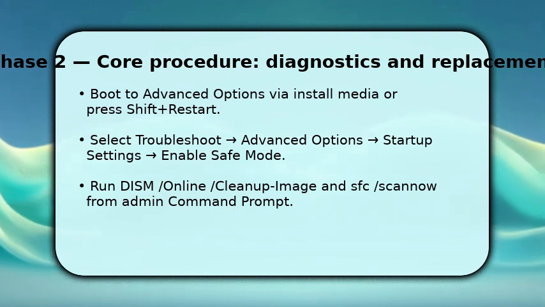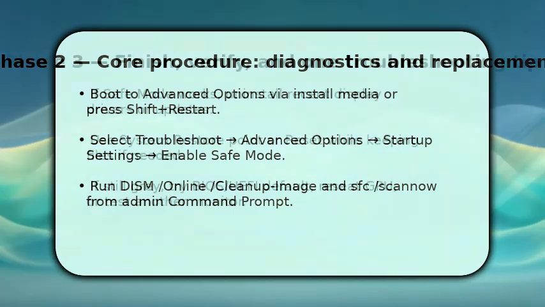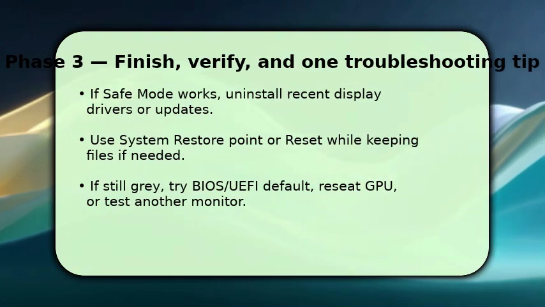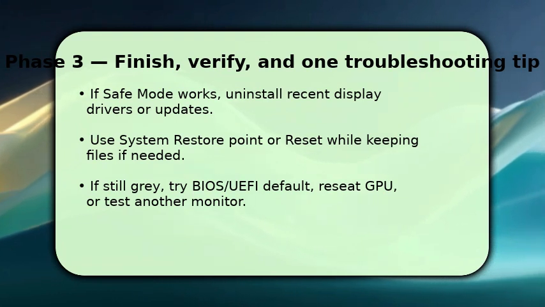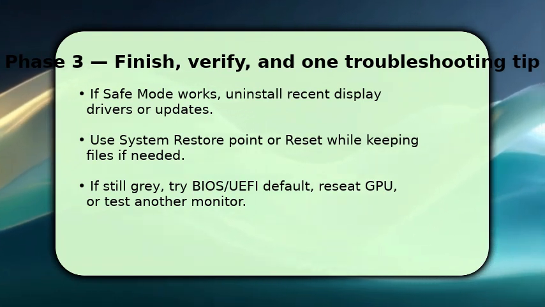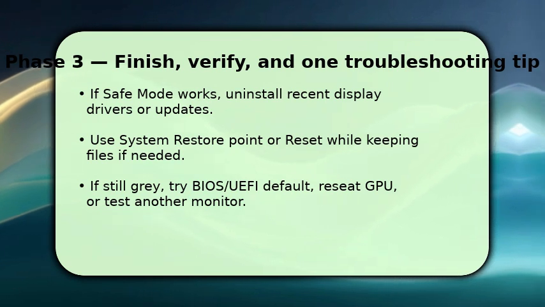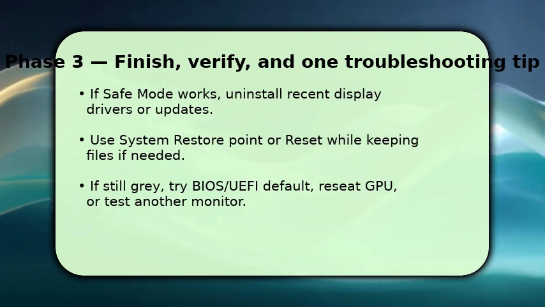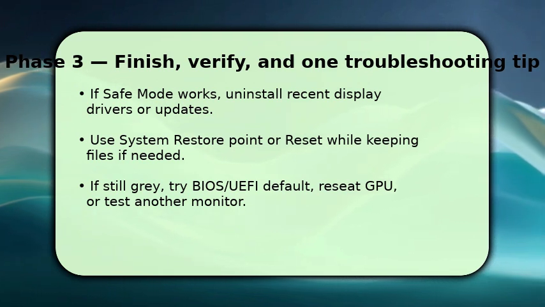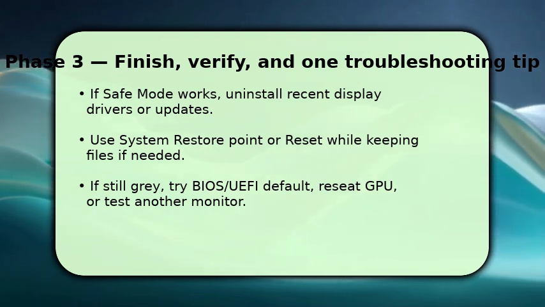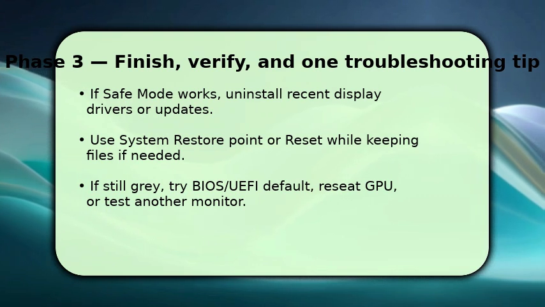Now finish up. If safe mode gives a normal display, uninstall the latest display driver or recent Windows updates because one of them likely caused the fault. If that doesn't help, use a system restore point or choose reset while keeping your files to refresh Windows. Make sure to update the display driver from the manufacturer website after reboot.